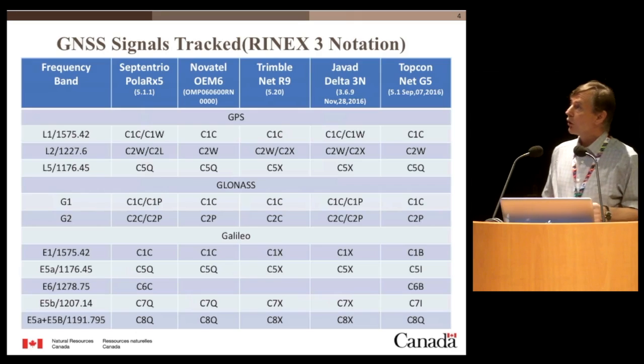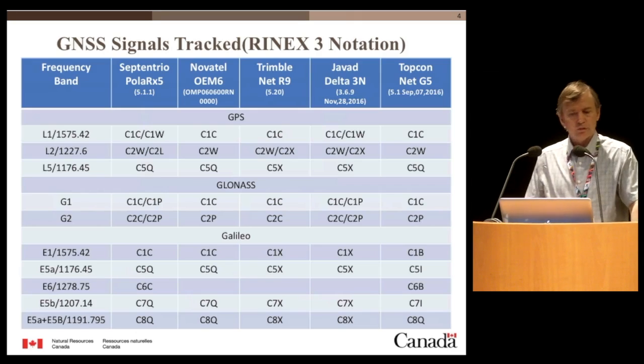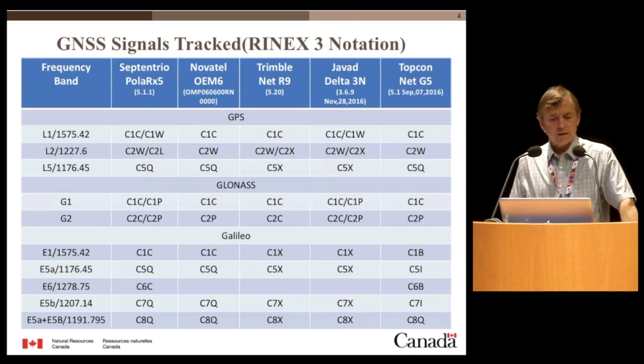So these receivers don't all track the same signals. You can see that for GPS, we pretty much have common signals. C/A and P1, or P1 is only tracked by the Septentrio and the Javad. In this particular case, the Topcon doesn't track P1. It tracks it, but it doesn't encode it. That's going to be an improvement in the next firmware release.